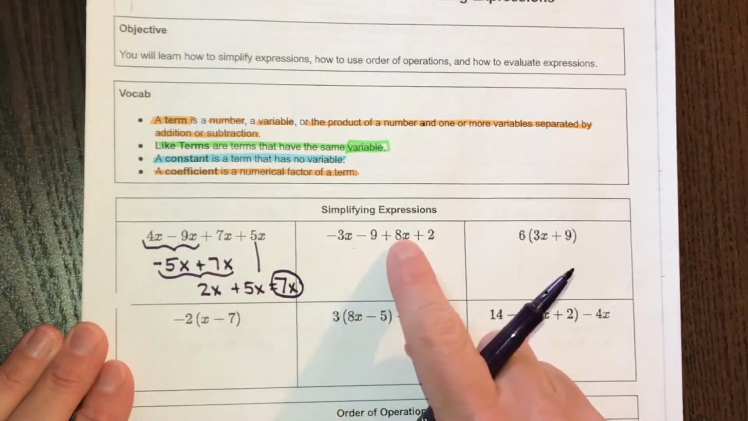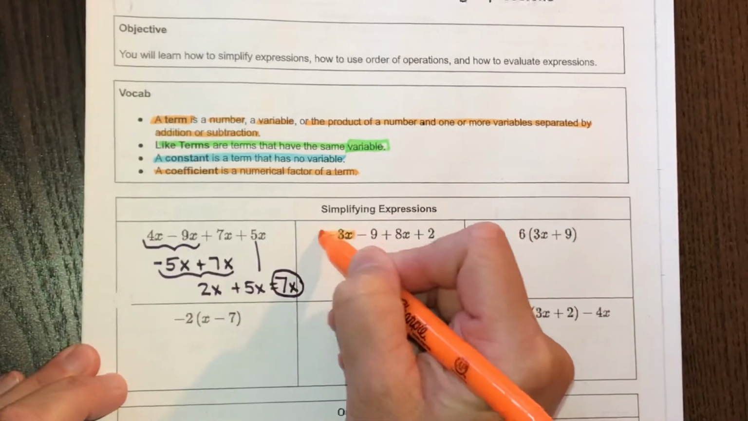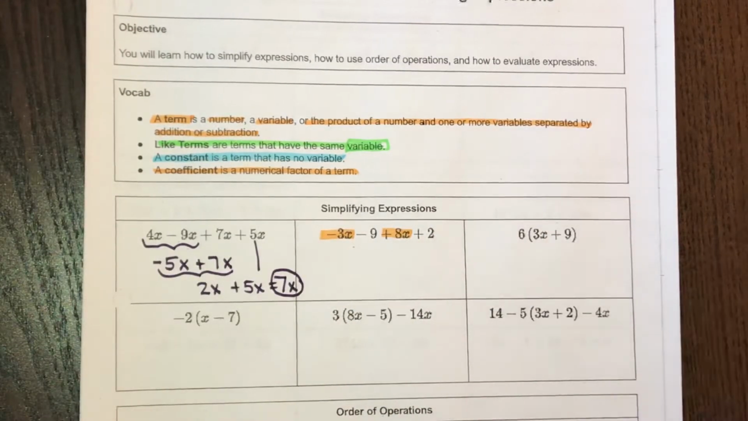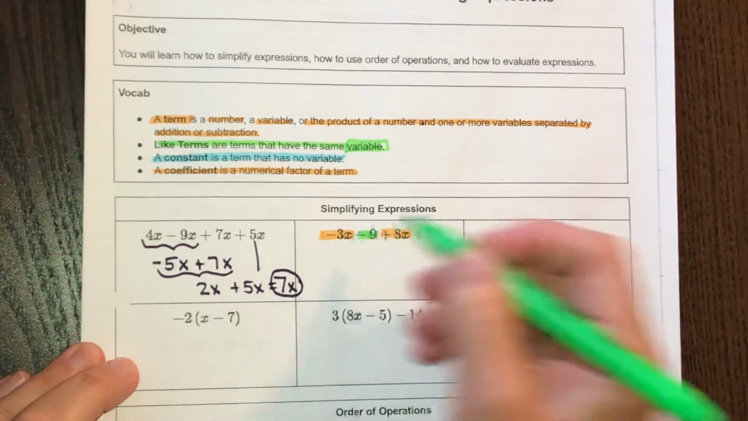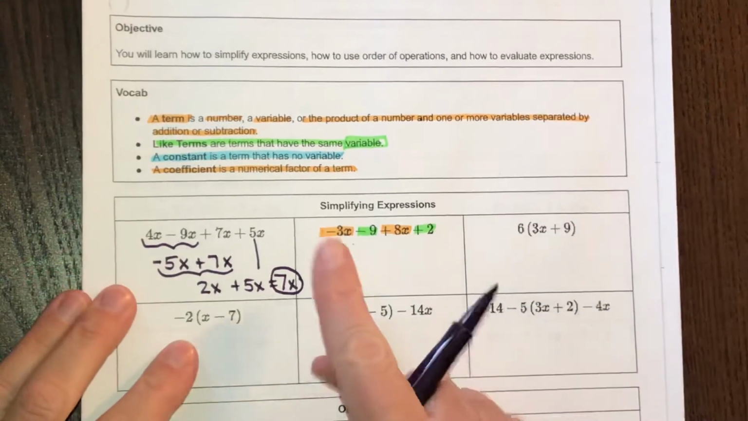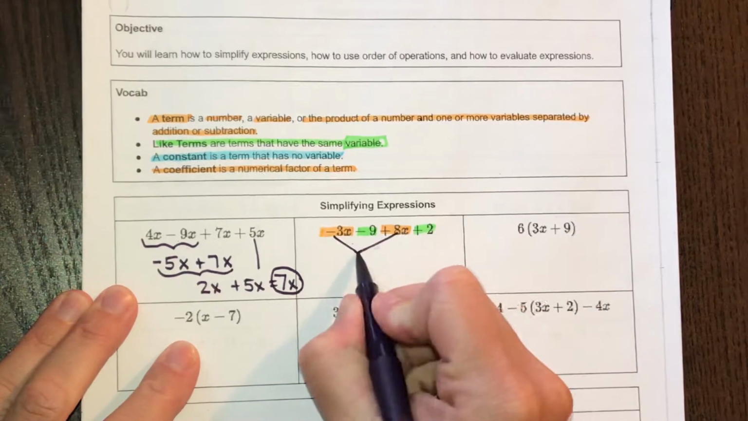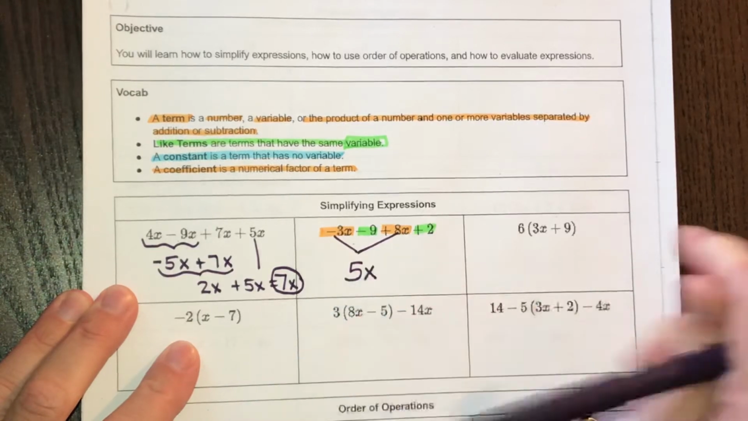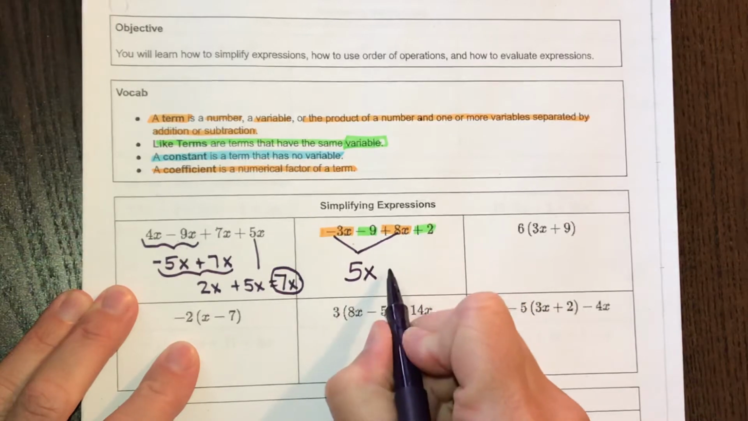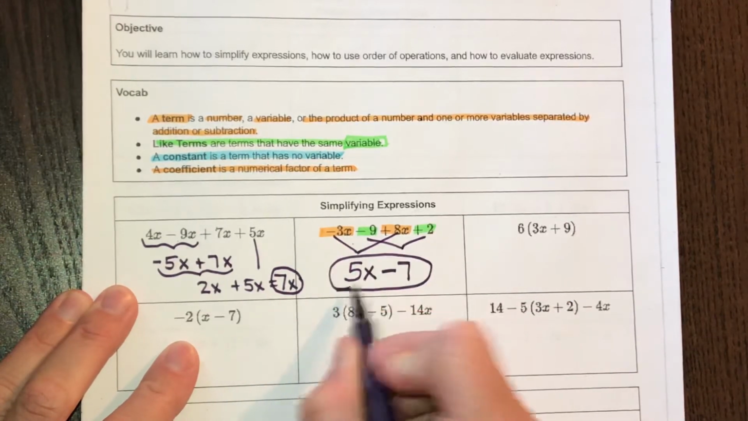Now in this case, I have a couple of like terms. The like terms in this expression would be the negative 3x and the positive 8x. There are other like terms, the number negative 9 and the number positive 2. So we're going to combine each of those together. Negative 3x plus 8x would make a total of positive 5x. And negative 9 plus 2 would make negative 7. And this would be your answer.